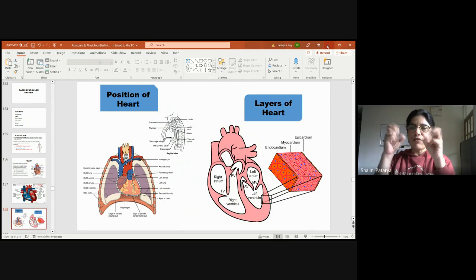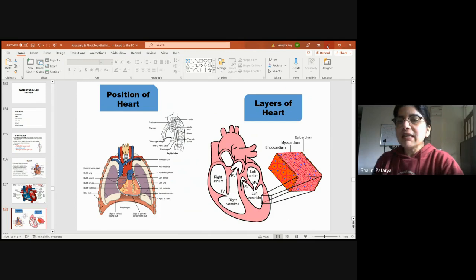If this kind of activity is happening every minute, then it requires some kind of cushioning around the heart, so that it will not damage the smooth muscles of the heart, and the contraction and relaxation can happen continuously. That's why three layers are there.